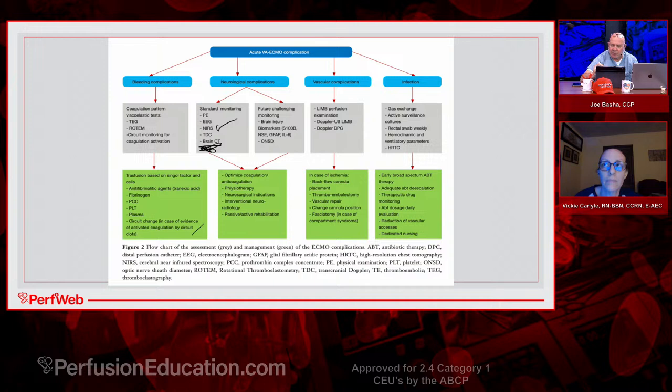Vascular complications: limb perfusion examinations using Doppler ultrasound on the limb and Doppler distal perfusion catheters. In case of ischemia, backflow cannula placement, thromboembolic vascular repair, surgical or change of cannula position, fasciotomy in the case of compartment syndrome. Infection and gas exchange: active surveillance and cultures, rectal swab weekly, hemodynamic and ventilatory parameters, and HR, high resolution chest tomography.